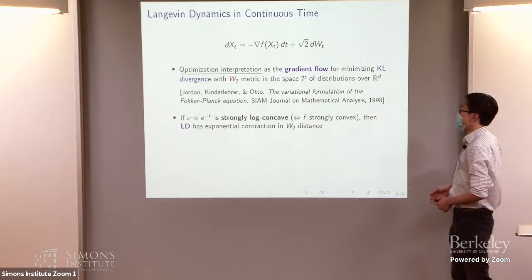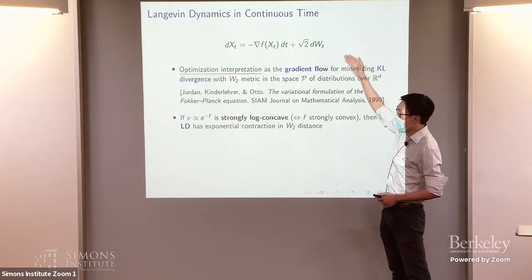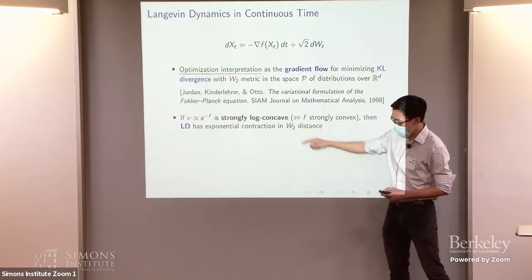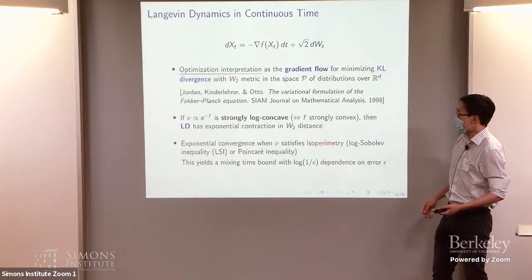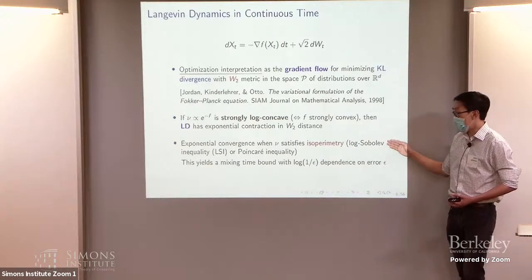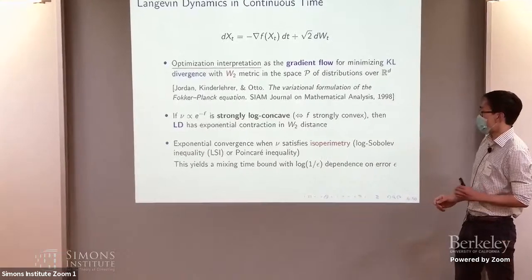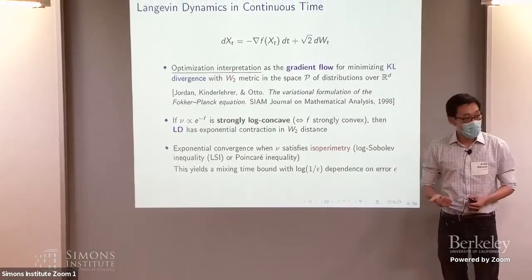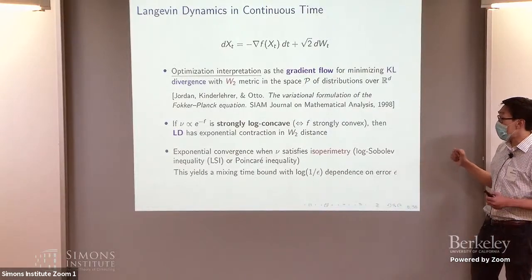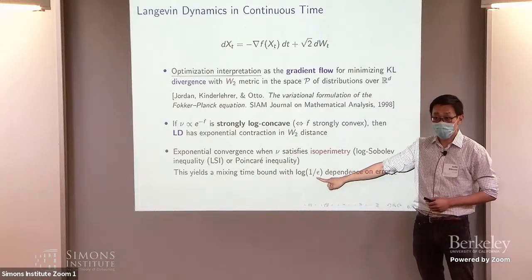For example, when the target is strongly log concave, then we know that this actually has exponential contraction in Wasserstein distance. And not just that, we can actually relax this condition and say that as long as the target distribution satisfies some isoperimetric inequalities, such as the log Sobolev inequality or Poincare inequality, then we can actually show an exponential convergence guarantee in either KL divergence or chi-square divergence, right? So this says that in continuous time, we have a really good mixing time bound with logarithmic dependence on the error, on 1 over epsilon.